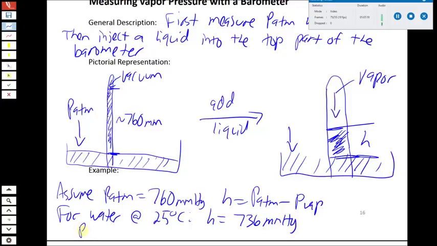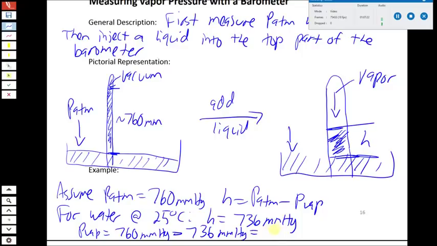And that means the vapor pressure for water would be 760 millimeters of mercury, which is the atmospheric pressure, minus the new observed height of our barometer, which is 736, which is 24 millimeters of mercury.